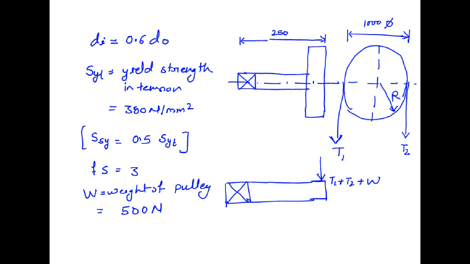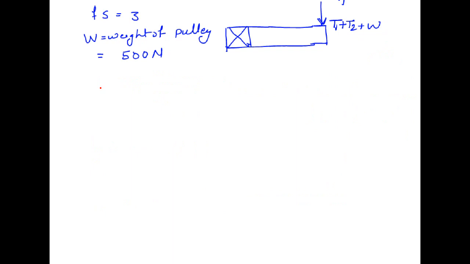So if we draw the free body diagram of this shaft, at the end of the pulley, the total force we will consider as T1 plus T2 plus W. We have the value of tension at the tight side and tension at the slack side. T1 is 3 kilonewton, and T2, the tension at the slack side, is 1 kilonewton.